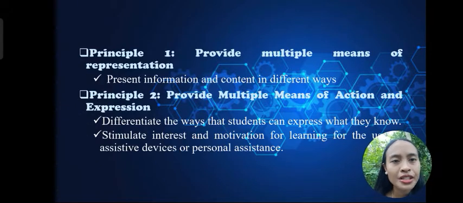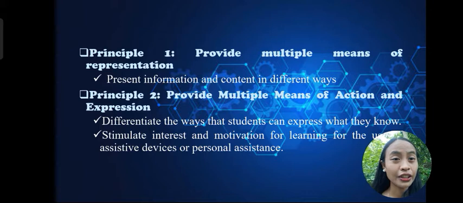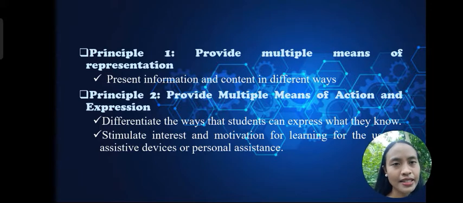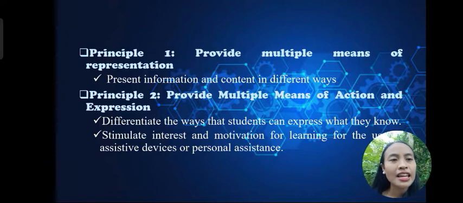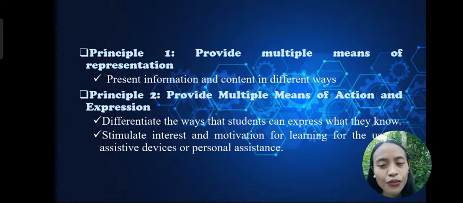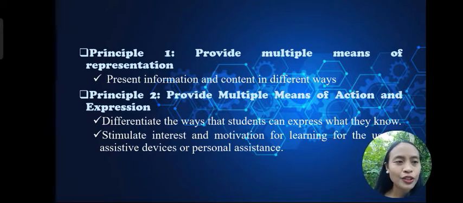So, here are the principles. Principle 1, provide multiple means of representation. We should present information and content in different ways. Hindi lang dapat iisang means, kasi baka hindi ma-perceive ng lahat ng ating mga estudyante kung ipipresent lang natin ang information in a specific way. Maaaring makatulong lang ito sa isang set of students and maaaring may ma-left out. So, there should be multiple means of presenting information. That is the first principle.